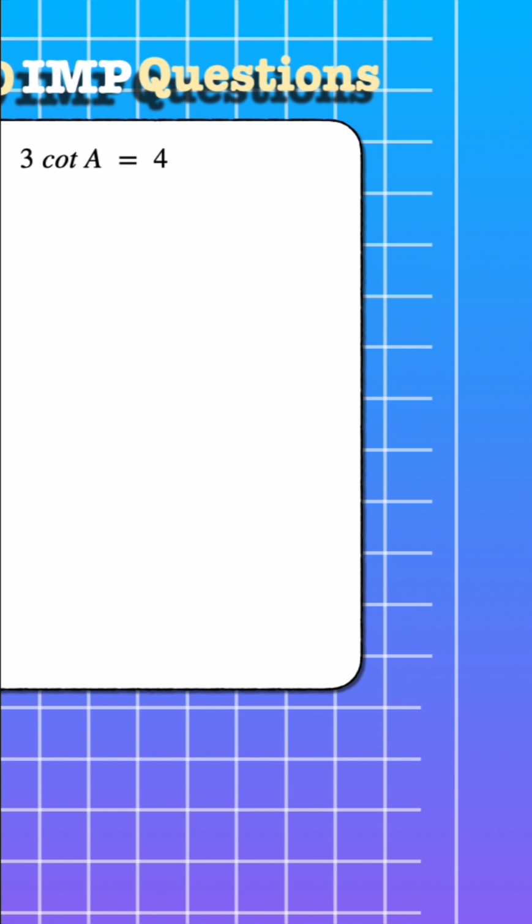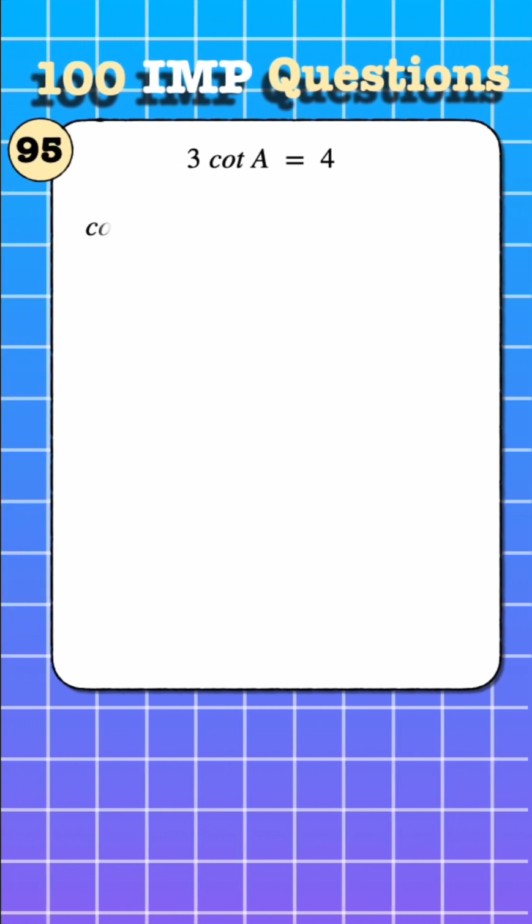Okay, let's start. तो क्या दिया हुआ है 3 cot A equal to 4. So cot A equal to 4 by 3. And if you take reciprocal, we will get tan A equal to 3 by 4. एक trigonometric ratio की वैल्यू दिया हुआ है. Based on that we can try the triangle.